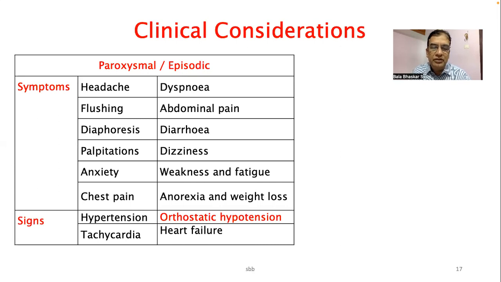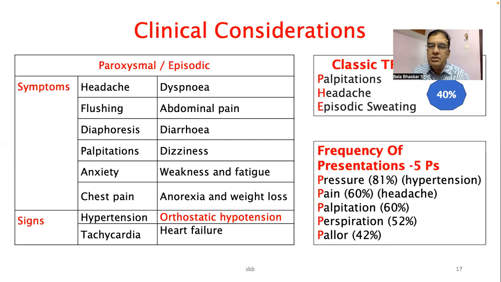And signs could be, of course, hypertension, tachycardia, plus the patient can present with cardiac outcomes, including heart failure and orthostatic hypotension. In fact, previously a classic triad of palpitations, headache, and episodic sweating was discussed. It was called the triad, but it is seen, as I told you, in only 40% of individuals. You can also have a small way to remember: we can mention it as the 5Ps: pressure, pain, palpitation, perspiration, and pallor. As you can see in this table.